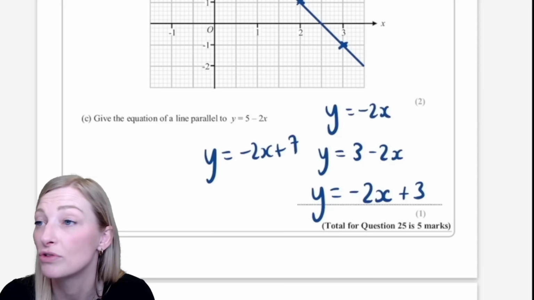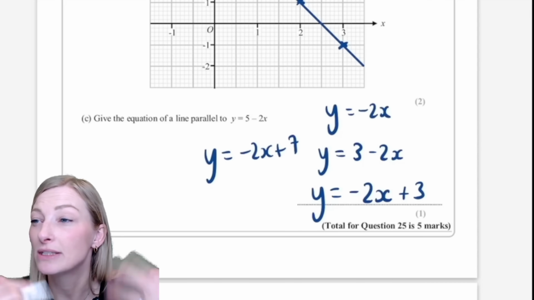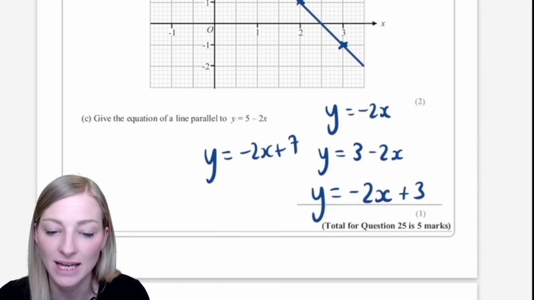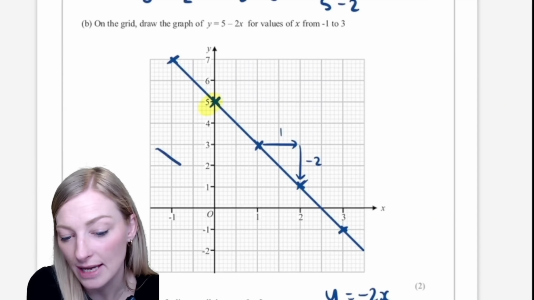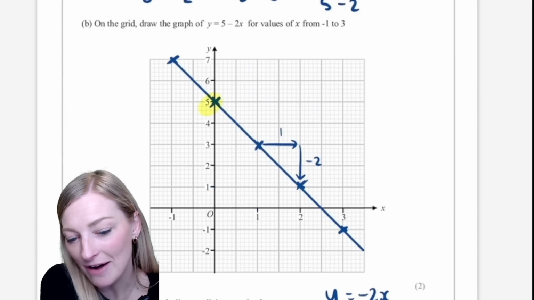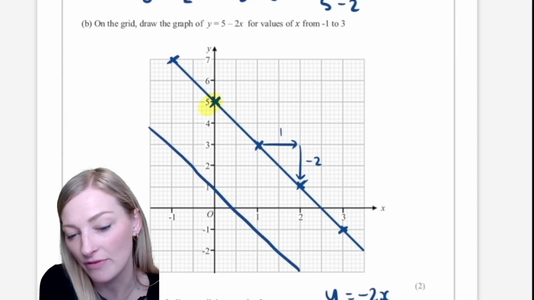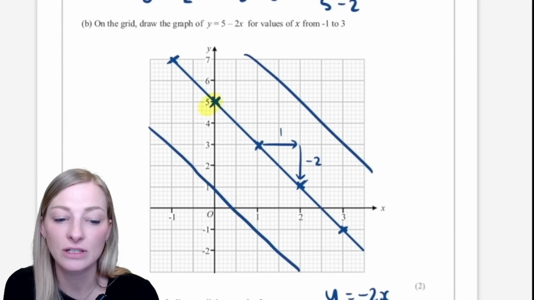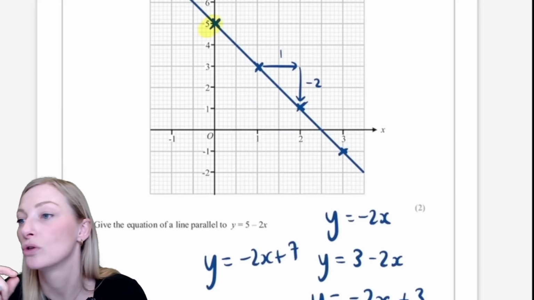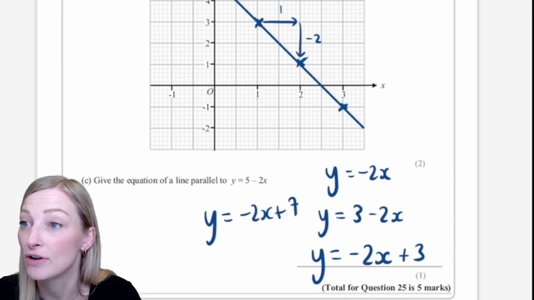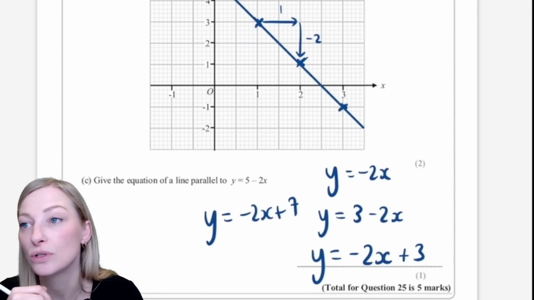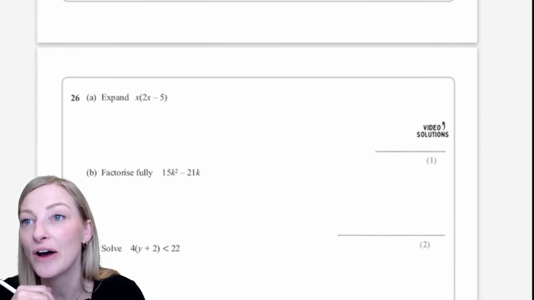That would go through the origin, because it would be plus 0. So it doesn't matter what the other number is, your y-intercept. It'd be parallel if it was down here, it'd be parallel if it was up here. It wouldn't make any difference, the y-intercept, but we need to make sure that we see that minus 2 in front of the x and y equals, to know that it's the equation of the line.